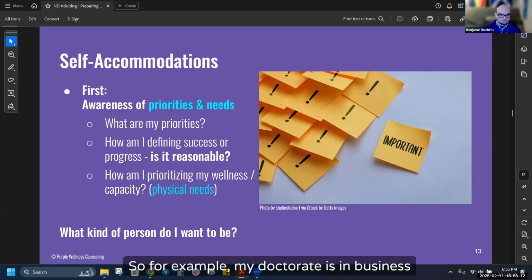So for example, my doctorate is in business administration. Maybe there's some business folk either out there or people wanting to go into business out in the audience this evening.